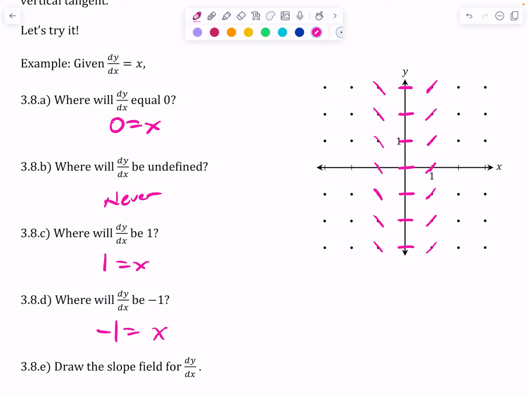Take a moment, see if you can find out what the rest of this slope field looks like. Give it a try. Just draw it, see what happens. Take 2 minutes and 45 seconds to give it a go. Pause the video and then resume.